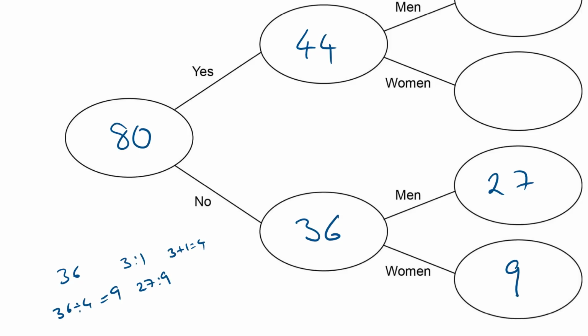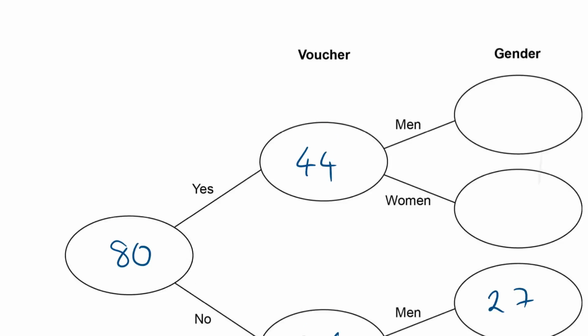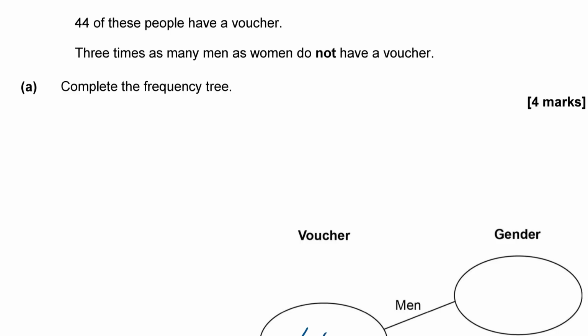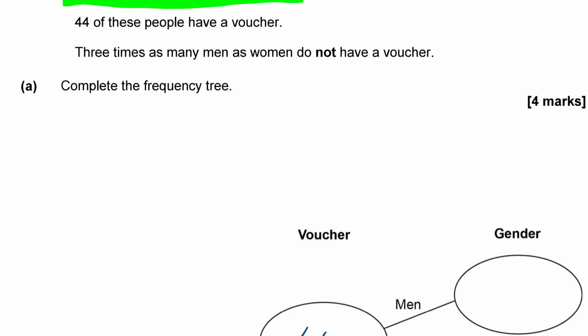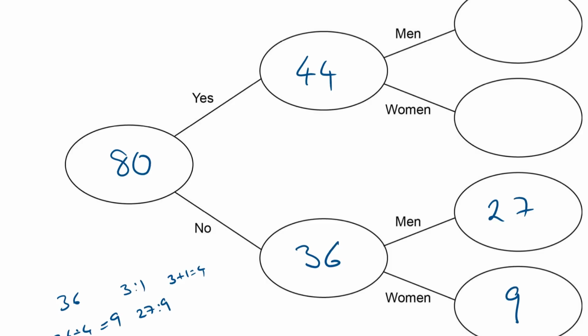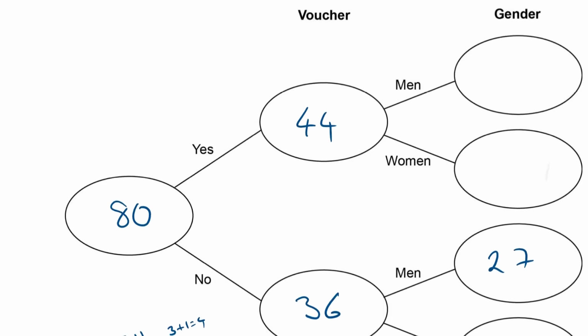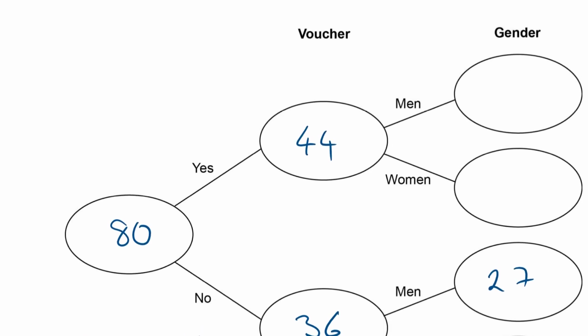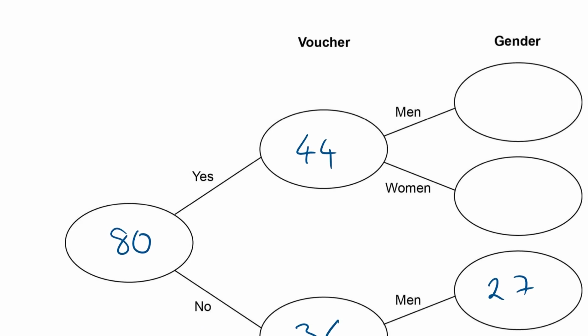Okay. Right, how are we going to work out then men and women who do have a voucher? Okay, I think what we're going to have to use is this piece of information at the top, that 42 men and 38 women visit the restaurant. If I know that 42 men visit the restaurant and 27 don't have a voucher, then 42 subtract 27 must have a voucher, and 42 subtract 27 is 15.